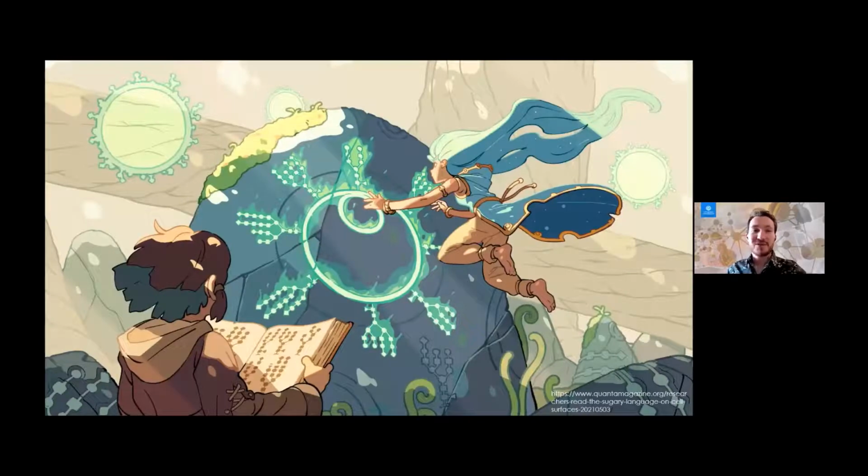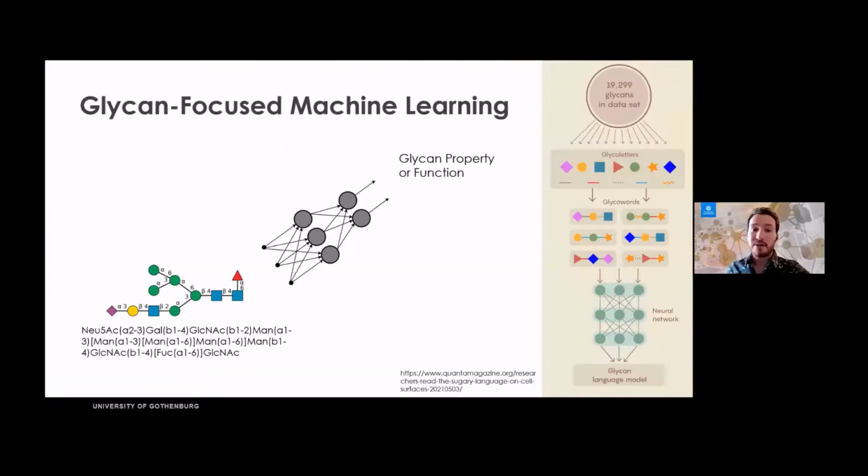This is a gorgeous illustration made for a Quanta Magazine article that was written about our work recently. What we want to do is read this language of glycans and see what effects, what functions it entails, and whether we can modify that in a predictive manner to modify the properties and functions of biomolecules. We started to do that with a language model, actually.